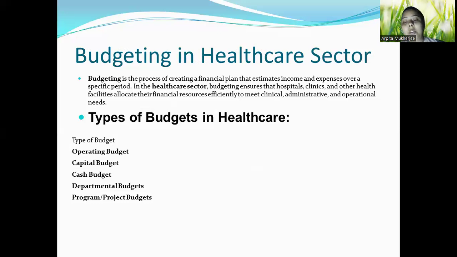The cash budget is the forecast of the cash flows, inflows and outflows, to ensure liquidity. The departmental budget is the budget for individual departments. Example, the budget that we prepare for the emergency department or the radiology department or ICU, etc. And the program or project budget. The specific healthcare programs, for example, the vaccination drives or the outreach clinic programs, the budget that we might require for them is the program or the project budget.